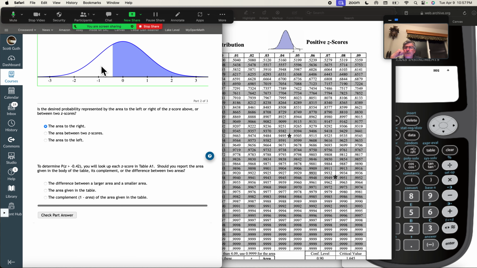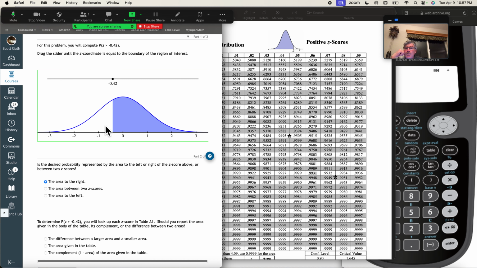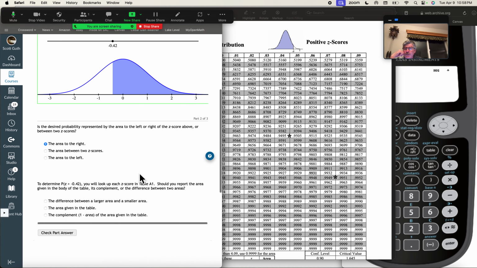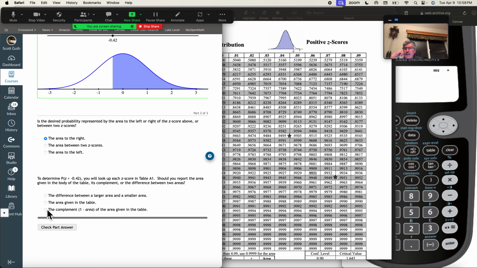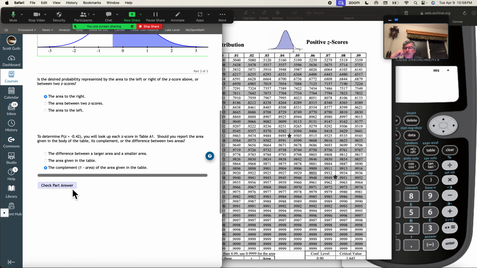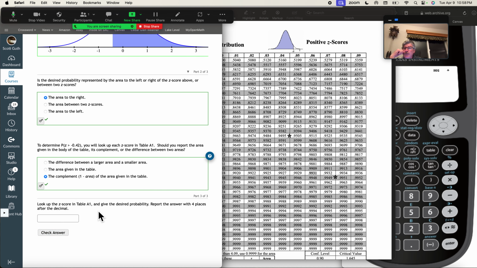And table A1 only gives areas to the left. Okay, so we're going to have to do the complement of that if we want the area to the right. We'll have to do 1 minus the area in the table, 1 minus the area to the left. And we check that. And then we'll go ahead and look this up.